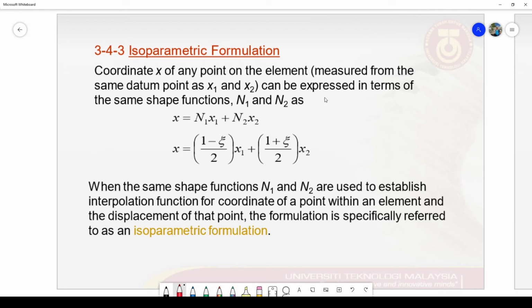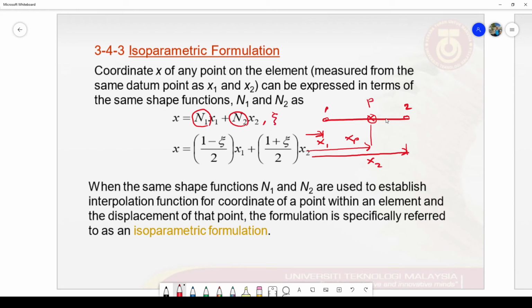The values of N1 and N2 actually can be determined for the given geometry of our elements. For example, if we know the position x for node number 1, we know the position of x at point number 2, and then we know the position x or distance of point P, for example, a point P from our system, then we actually can determine the values of N1, N2, and also the natural coordinate at this particular point P.